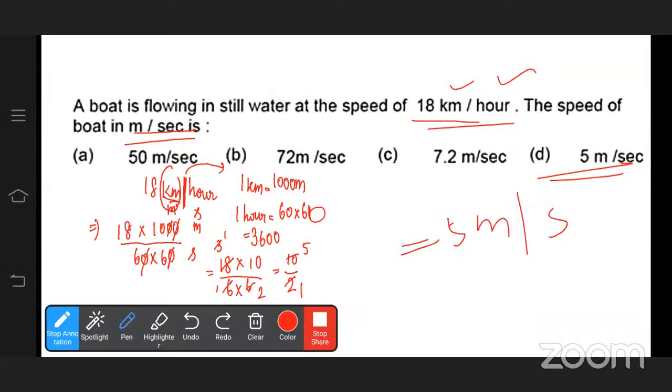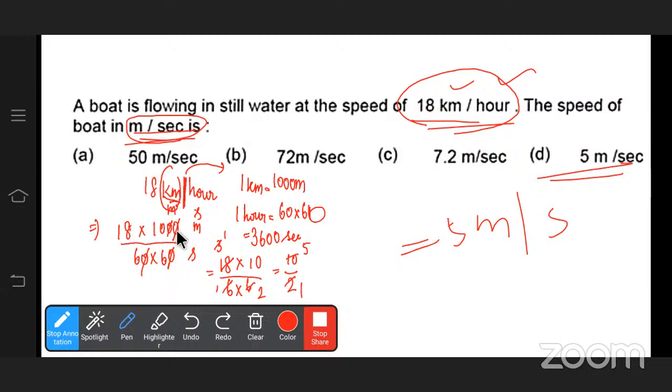So the question asked as kilometer per hour. I'm going to convert this in meter per second. So I'm taking 1 kilometer equal to 1000 meter and 1 hour equal to 60 into 60 seconds. Okay. So here is the solution. 18 into, so the kilometer is converted into meter as 1000. Per hour means divided by, so I'm going to convert in seconds. So I'm putting here 60 into 60, right?